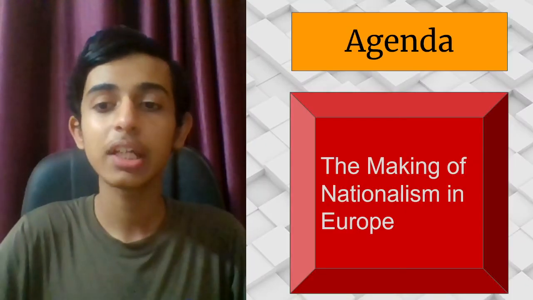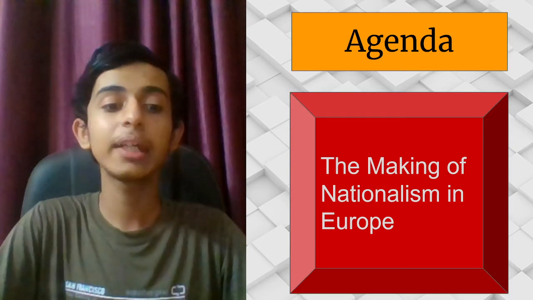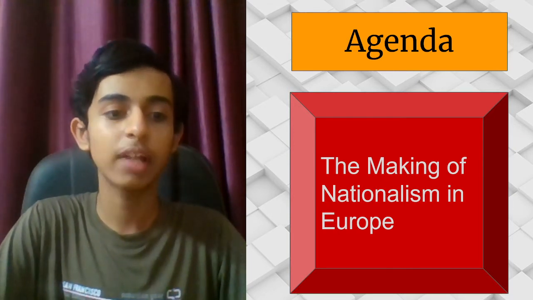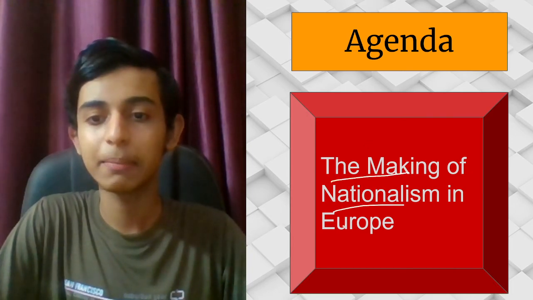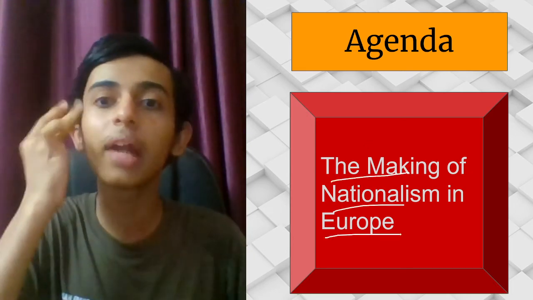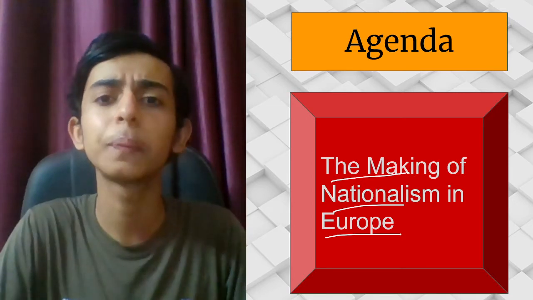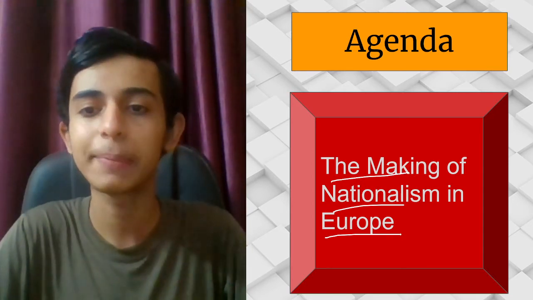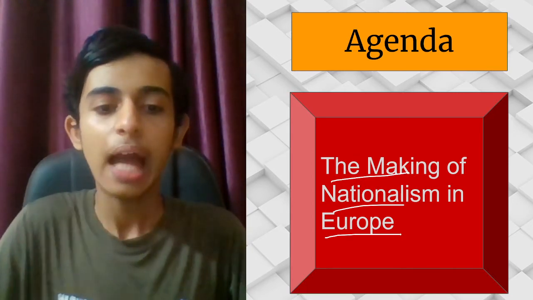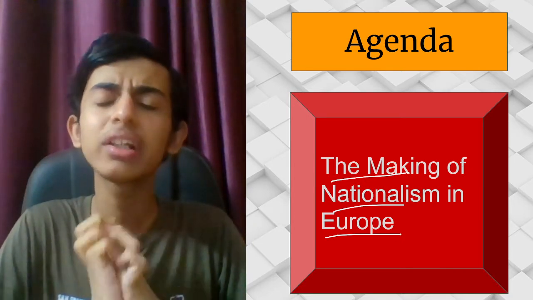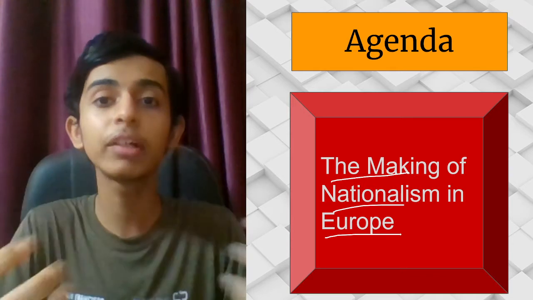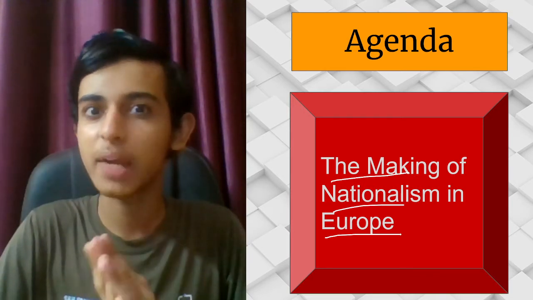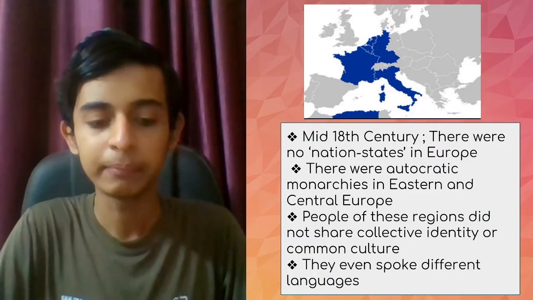So let's have the agenda for today. What we will be doing is the making of nationalism in Europe, how nationalism came into the picture, that we will be understanding. How the views of the people changed, and a lot more we will be discussing. Conservatism, liberalism, revolutionaries, a very interesting topic.